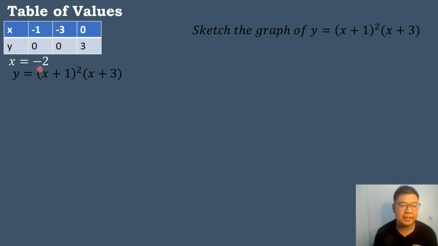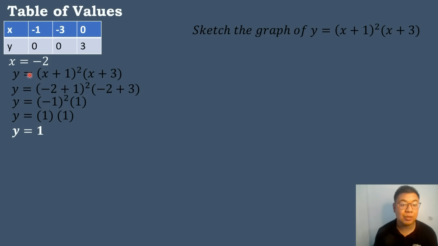So we will substitute negative 2 in the equation y is equal to the quantity x plus 1 to the second power times x plus 3. So it will be y is equal to the quantity negative 2 plus 1 to the second power times the quantity negative 2 plus 3. And then simplify: negative 2 plus 1 is negative 1. Negative 1 to the second power is positive 1. Negative 2 plus 3 is positive 1, and then bring down 1. 1 times 1 will be equal to 1. So if x is equal to negative 2, then y is equal to 1. So we have the point negative 2, 1.